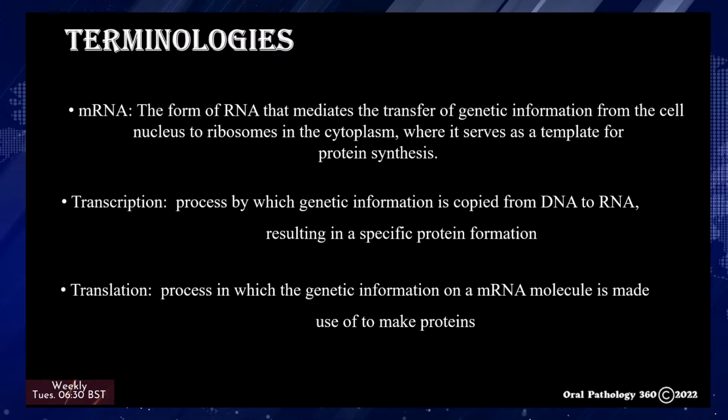mRNA: this form of RNA mediates transfer of genetic information from the nucleus to ribosomes, serving as a template for protein synthesis. Transcription: in this process, genetic information is copied from DNA to RNA. Translation: the information on mRNA is used to make proteins.